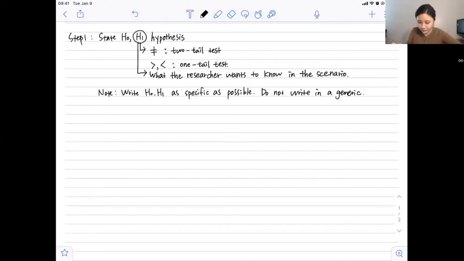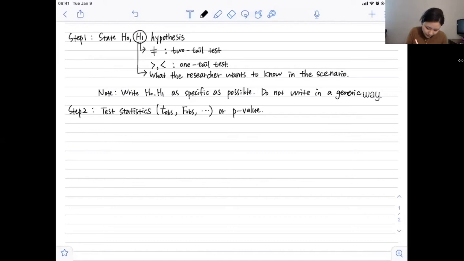And step 2 is we need to get some test statistics from software such as SPSS, SAS, or R. Test statistics are such as T observed value or F observed value. According to the distributions they are following, test statistics are different, or the p-value. And we also need to know the critical value. Critical values are from the table.